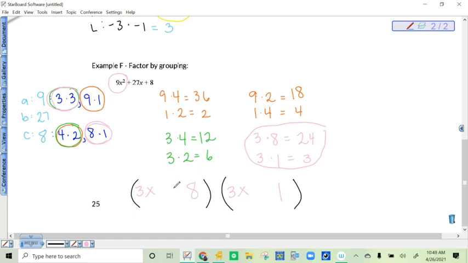And now my 8 and my 1, I'm going to go like that, plus, plus. And in this example, it doesn't matter which order you go in. In other cases, it will. For this one, again, let's FOIL it out to check our work. So if I have first times first, I get 9x squared. If I have outer times outer, I get 3x. And if I have inner and inner, I have 24x, so 3x plus 24x is 27x, and then 8 times 1, last times last, is just 8. Okay.